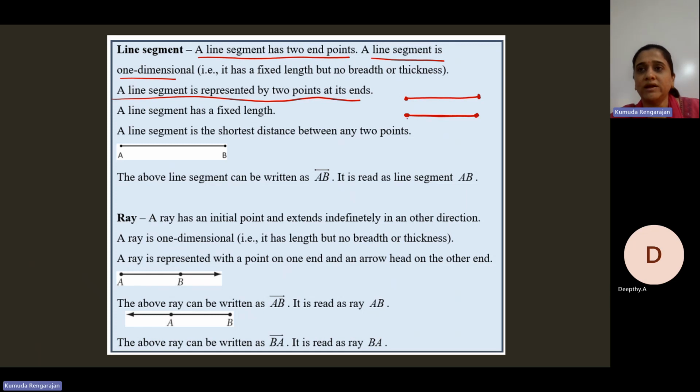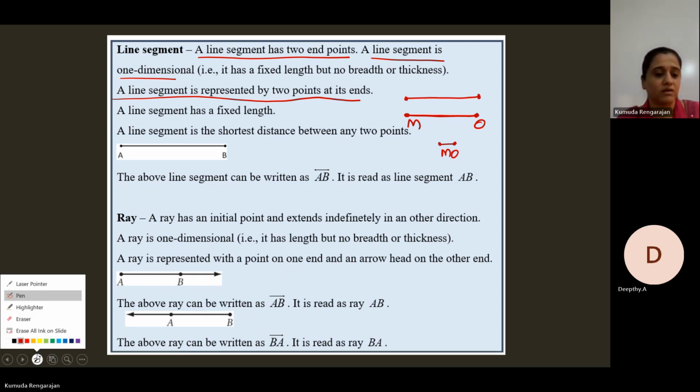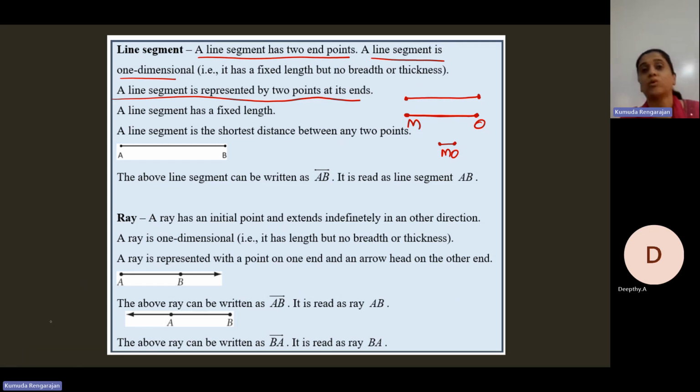Again, this point should be named using a capital letter, say M. This point, any other capital letter, not M again. So say O. So this is line segment MO. Now when we say line segment MO, it also means the distance between the 2 points M and O. There is a point M, there is another point O. When you find the length of the line segment MO, it is the distance between the 2 points M and O.